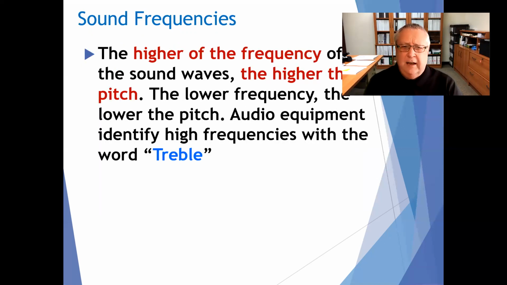So the higher the frequency of the sound waves, the higher the pitch. That's just another way we measure sound. The lower the frequency, the lower the pitch. Audio equipment identifies high frequencies with the word treble. For those of us that used to have analog stereo systems, and you still see these settings in your car when you're adjusting sound levels, you'll see the word treble and you'll see the word bass. Treble just means the higher frequencies. Bass means the lower frequencies.